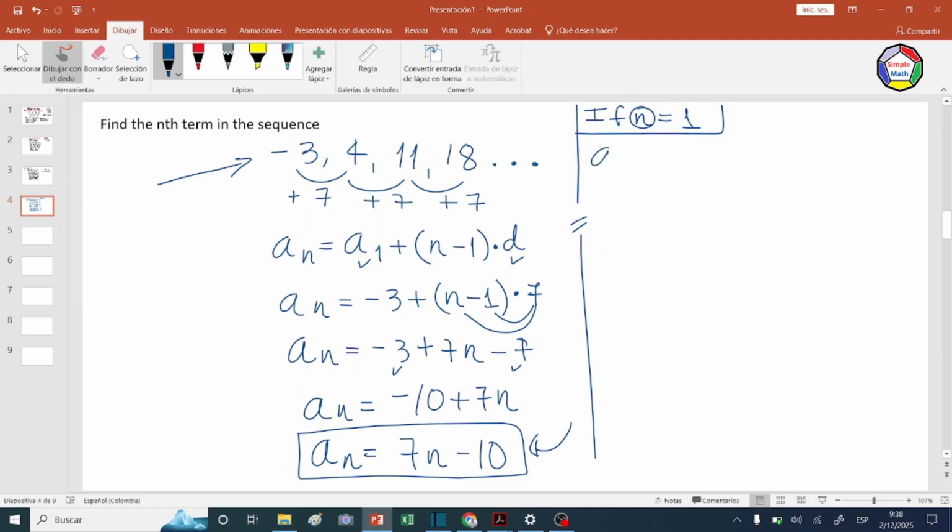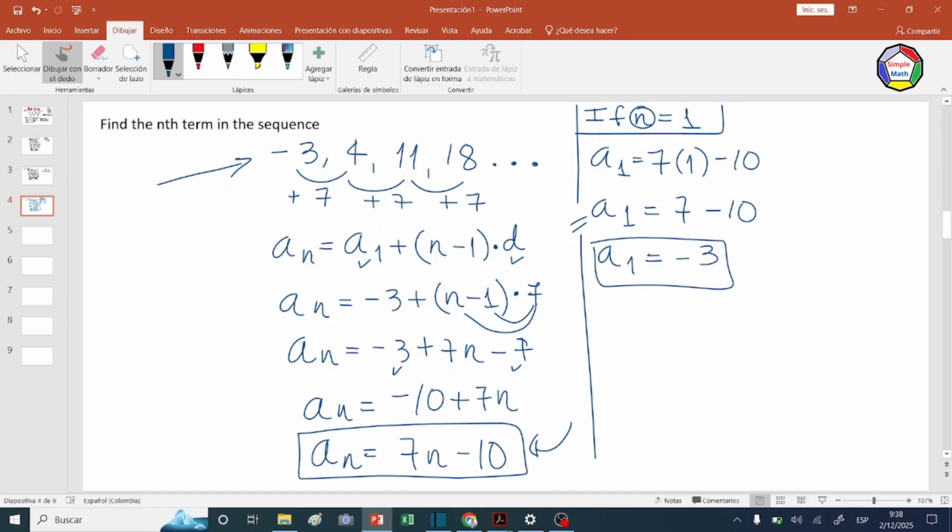So we have that a sub 1 is equal to 7 times n, but what is n? 1. Then minus 10, to see what happens. So a sub 1 equals 7 times 1, which is 7. 7 minus 10, as you know, is minus 3. So a sub 1 equals minus 3. If you see, this is what we have here, minus 3. Now let's check what happens if n is equal to 2.